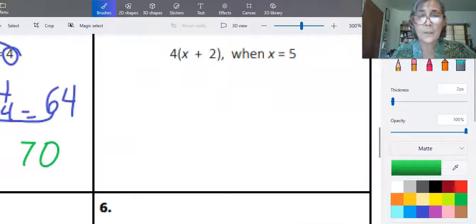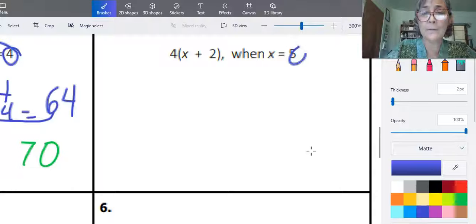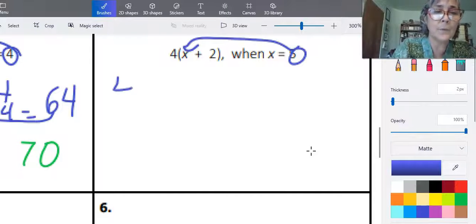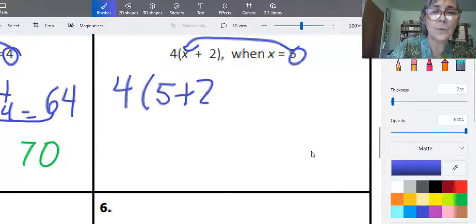All right, here is one that has parentheses. Parentheses always come first. Yay! So 4 parentheses x plus 2, when x equals 5. And first I'm going to take my 5 and plunk it instead of the x. So it's going to look like this: 4 parentheses 5 plus 2.